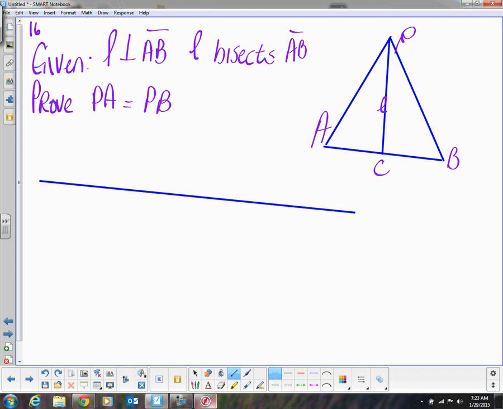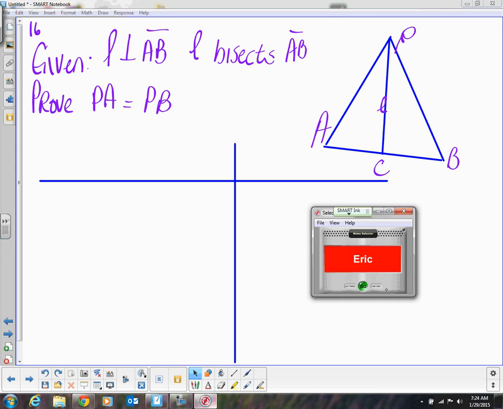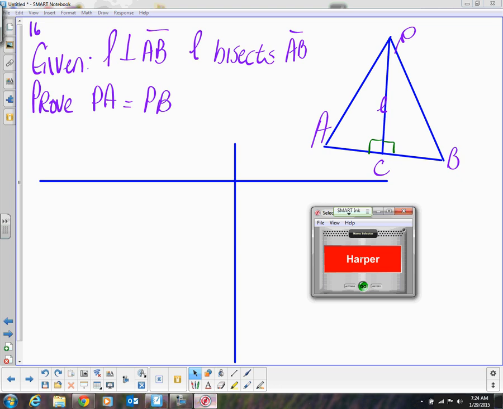All right, we need to start marking our picture. So let's start marking it. What's one thing you can mark, Harper? The perpendicular relationship between line L and segment AB. All right, so these make these what? 90 degrees. Okay. Right. So we've got right angles. We know those are equal. I don't know where we're going here.